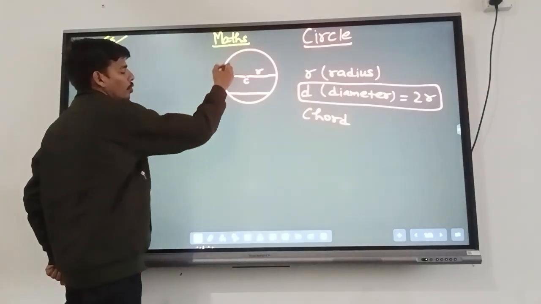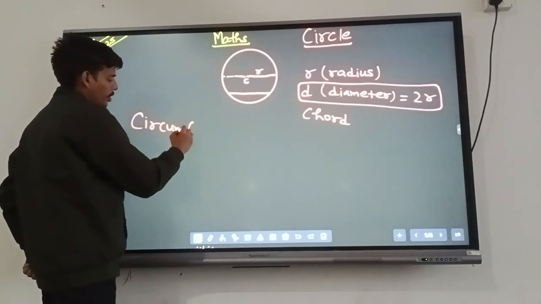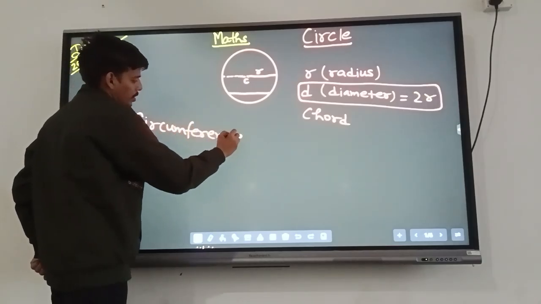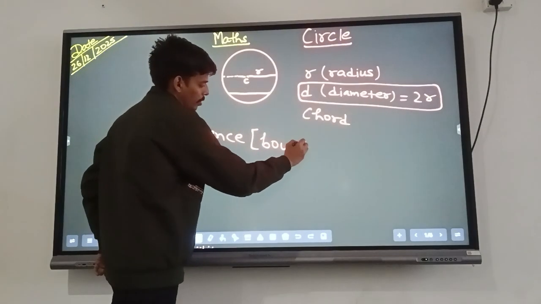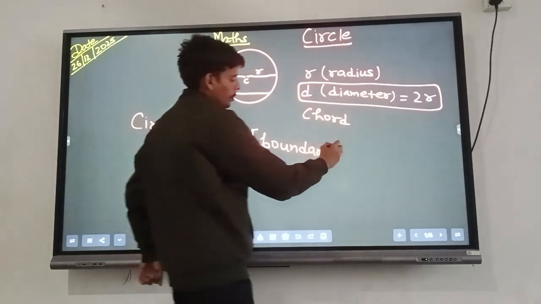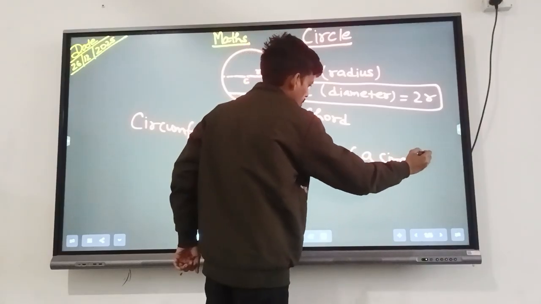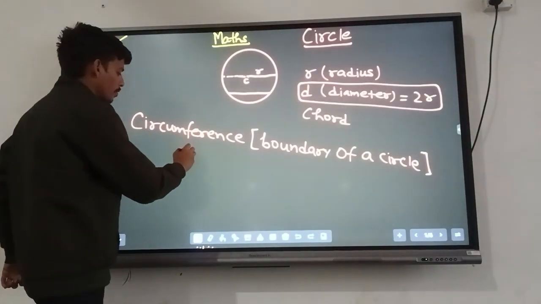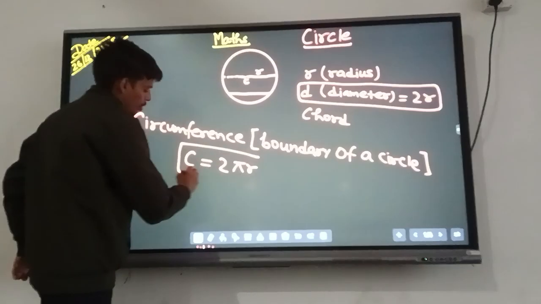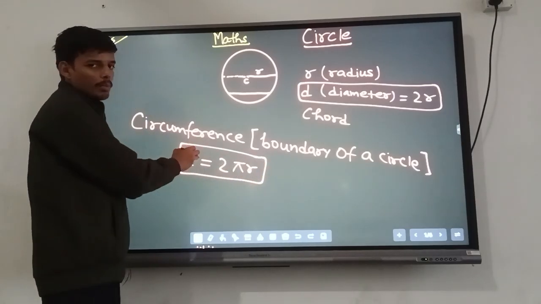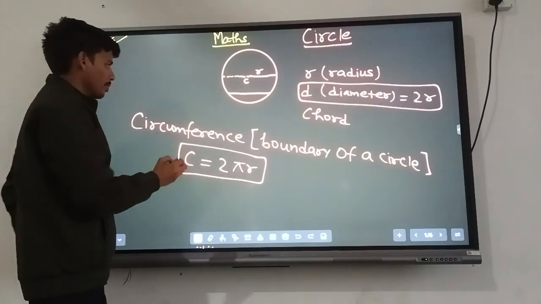And the whole path is known as circumference. Circumference means boundary of a circle. And the circumference C equals 2 pi R, where R is radius. It is the formula of circumference of circle.